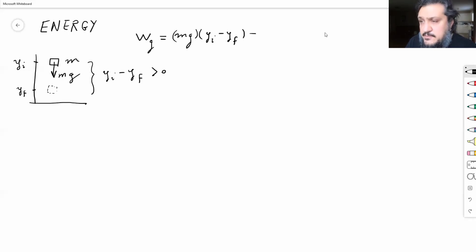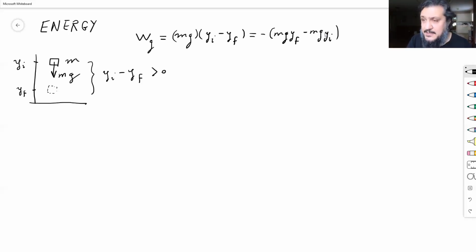And if you rearrange the terms here, you could write it as negative mg yf minus mg yi. And the reason I made this change is, well, in physics we are interested in changes, and those differences are final minus initial, not initial minus final. So that's why I pulled out negative there.